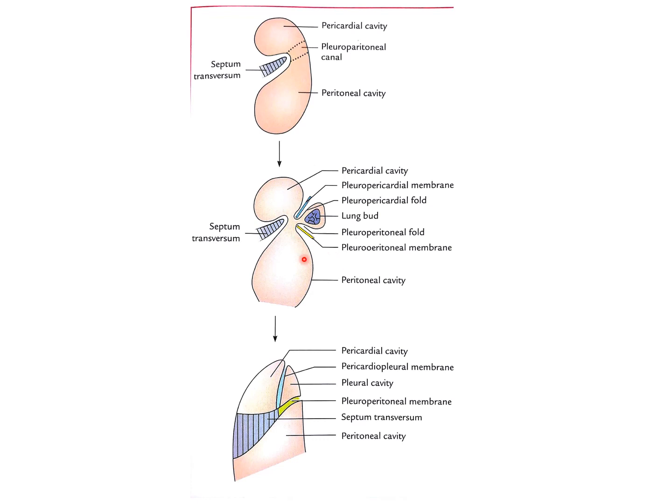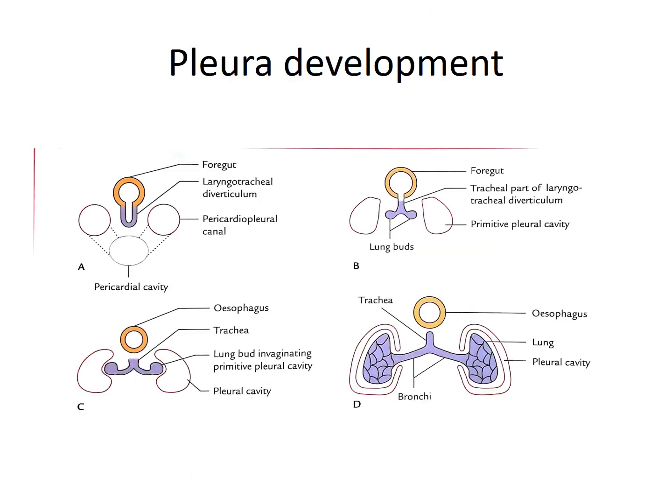Due to appearance of these membranes, the intraembryonic coelom now has three portions called the pericardial cavity, peritoneal cavity and the pleural cavity. Now you can see in the diagram below, we have the pericardial cavity, the pleural cavity and below the diaphragm we have the peritoneal cavity. This is a transverse section of the developing embryo.